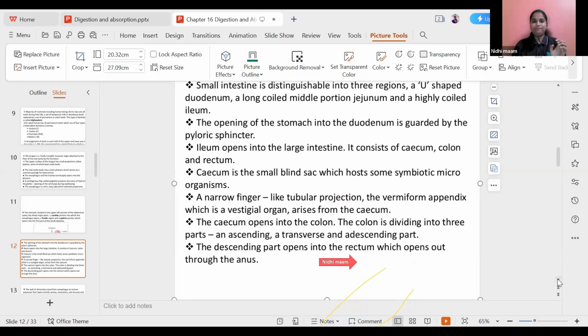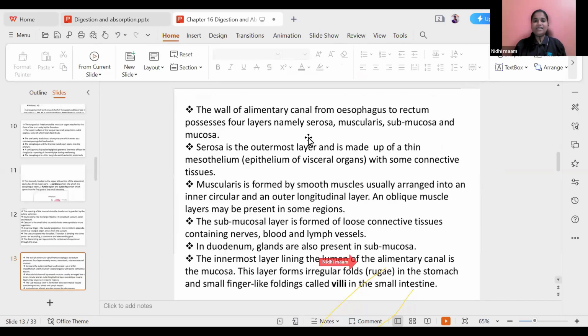After this, here we have to concentrate. Serosa, the wall of the alimentary canal. From the esophagus to the rectum, the wall possesses 4 layers. Wall means the walls. Okay? It possesses 4 layers. So which are the 4 layers? Here you can go through it, my dear friends. Just a minute.